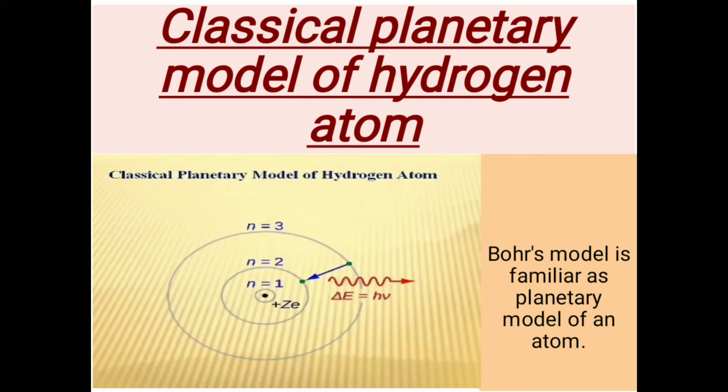Today we will learn about the classical planetary model of the hydrogen atom. The Bohr's model is familiar as a planetary model of the atom, illustrated in the figure. In the Bohr's model, the protons occupy a dense central region called the nucleus, and the electrons orbit around the nucleus, much like planets orbiting the Sun.